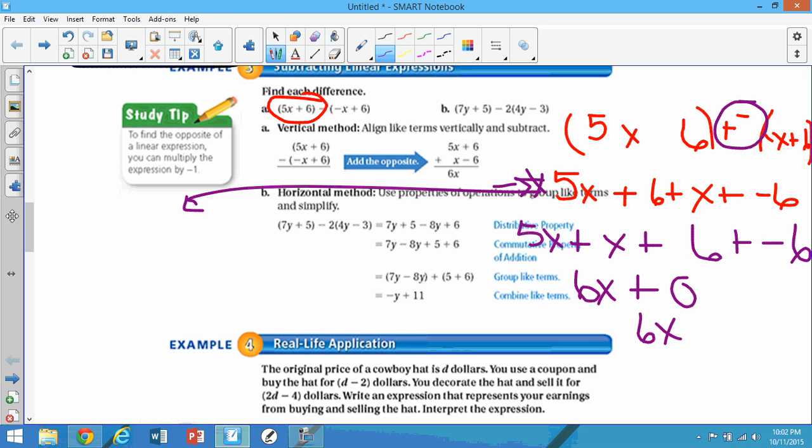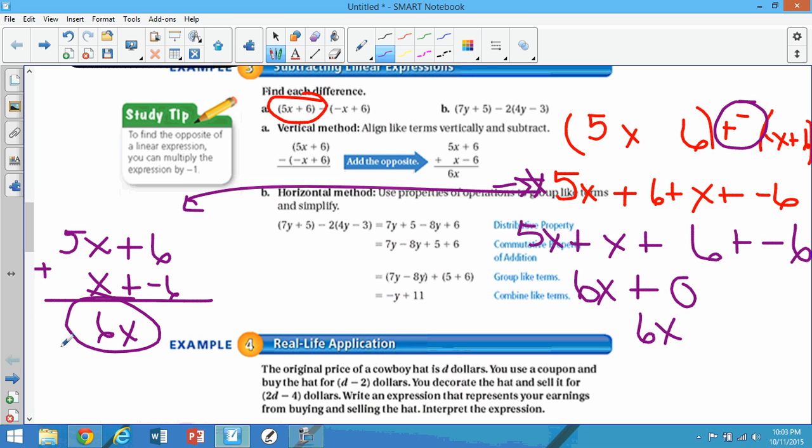Okay? Now, you could go from this step right here and go right to the vertical method, which would be 5x, but you still have to show that step in red, 5x plus 6, and then we're adding it because we turn that minus into a plus, 5x plus 6 plus, and then x plus a negative 6. 6 plus negative 6 is 0. 5x plus x is 6x. That would be your answer.